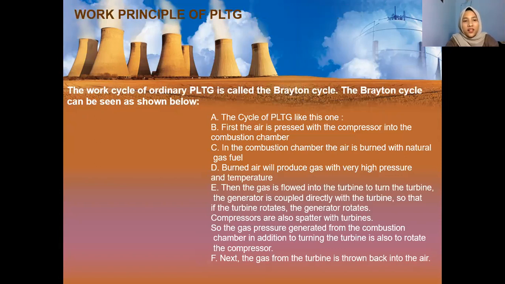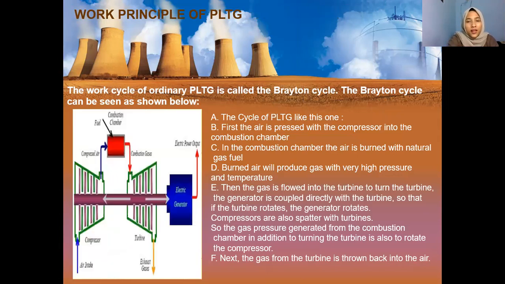Working principle of PLTG. The work cycle of an ordinary PLTG is called the Brayton cycle. The Brayton cycle can be seen as shown below. Number A, the cycle of PLTG is like this. First, air is pressurized by the compressor into the combustion chamber. And then, in the combustion chamber, the air is mixed with natural gas fuel. And then, the burned air will produce gas with very high pressure and temperature.